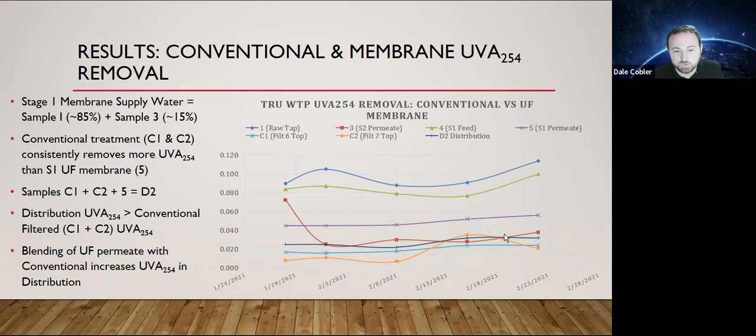The distribution values are higher than the conventional filtration, while the first stage permeate was higher than the distribution. It can be deduced that lowering the UVA 254 values of the first stage permeate would result in a lower distribution organics concentration.